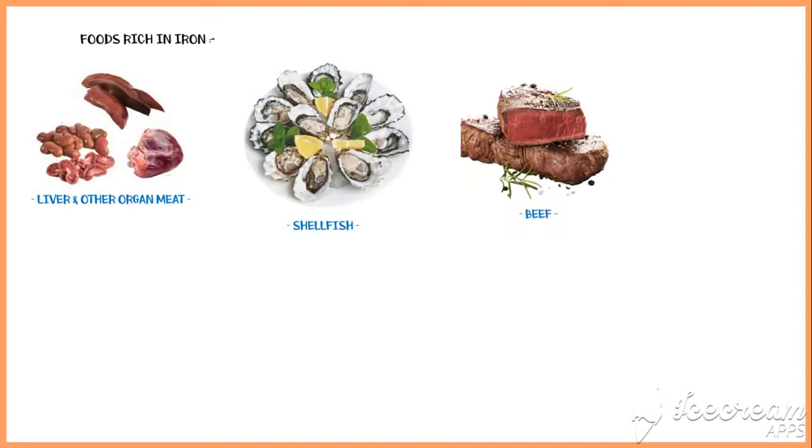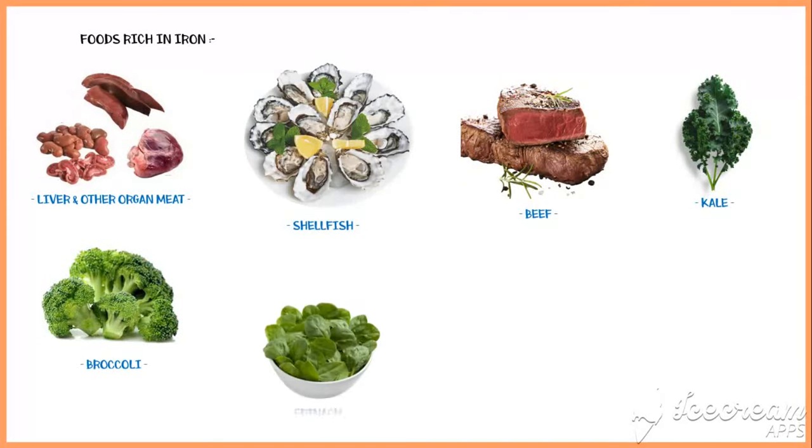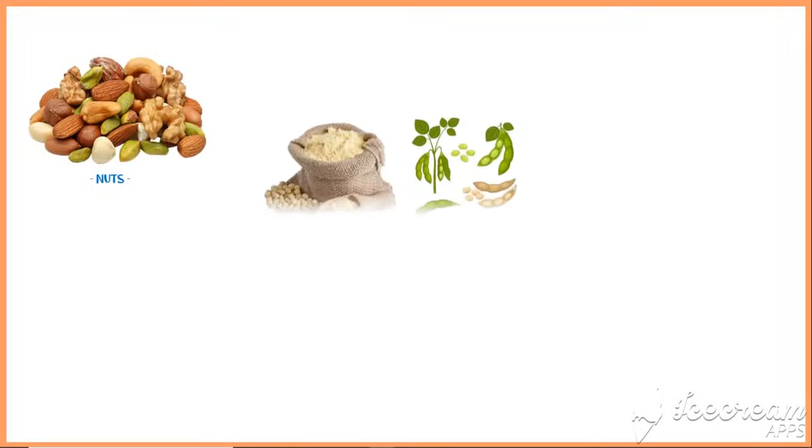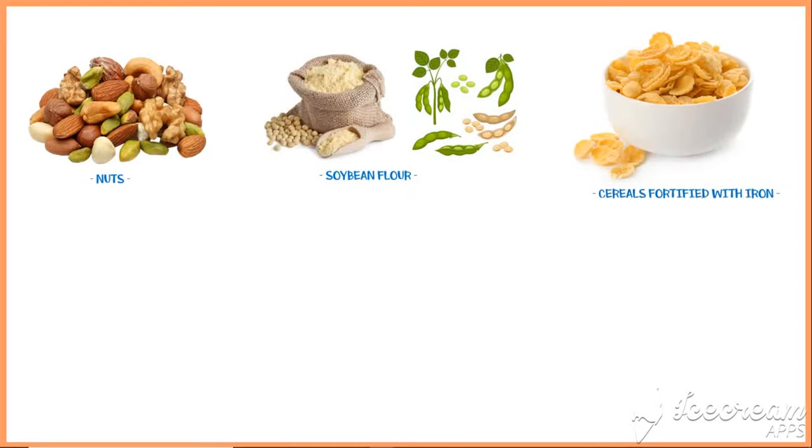Others include shellfish, beef and other types of red meat, kale, broccoli, spinach, beans and lentils, apricots, especially the dried ones, nuts, soybean flour, and cereals that are fortified with iron are also good sources of iron. However, make sure you take vitamin C when you are taking plant food sources of iron to maximize its absorption.